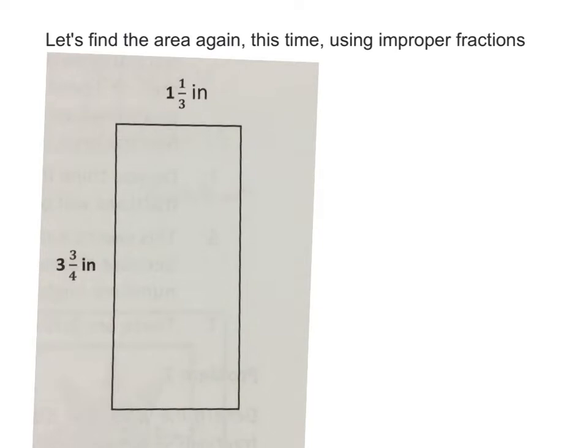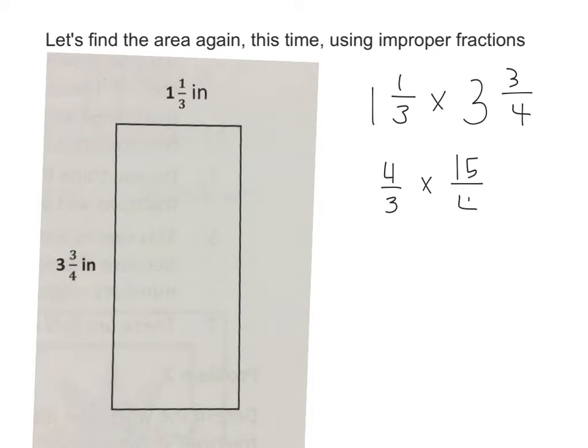This time, instead of using an area model, which is the same thing as distributive property, let's use improper fractions. We know that we can find the area by doing 1 1/3 times 3 3/4, right? And if I want to multiply that, instead of breaking it apart into 4 different partial products, I can just change it to improper fractions and multiply. So 1 1/3 is the same as what improper fraction? 4/3. And 3 3/4 is the same as what improper fraction? 15/4. And now in this case, is there anything I can cross cancel?